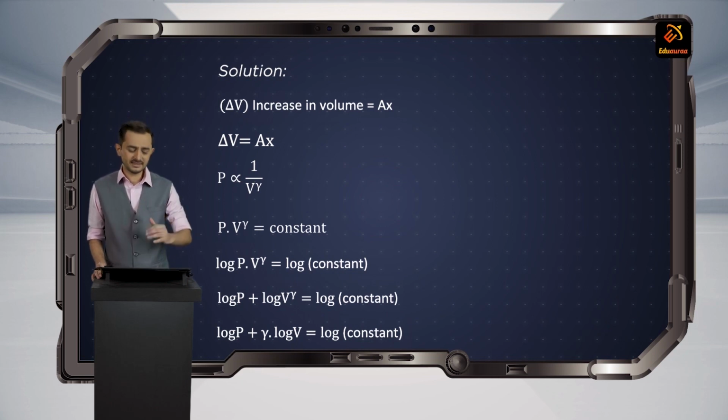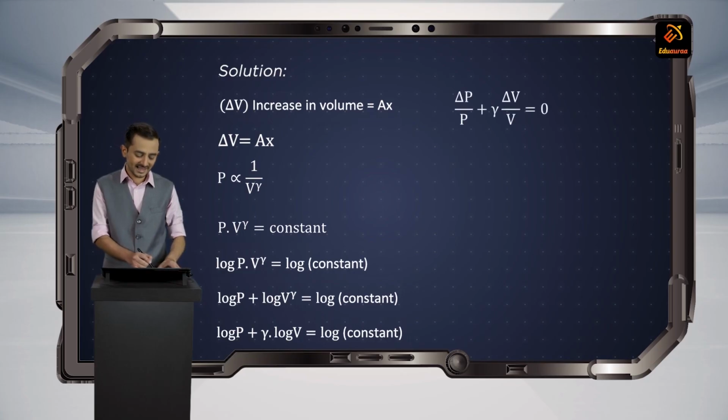Students, we are taking derivative but in terms of delta. So for log P, the derivative will be delta P by P plus, as it is, gamma is a constant, take it aside. Derivative of log V will give you delta V by V. This is equal to log of constant. Mind you students, log of constant will also be a constant only. And when the constant is alone, its derivative will be 0. So right hand side we get 0.